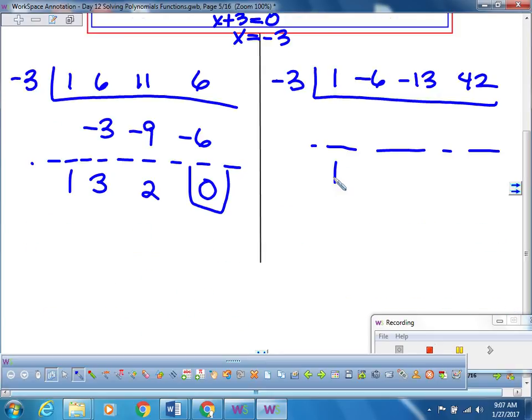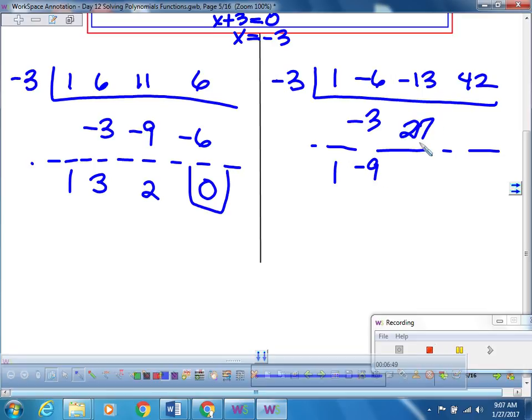the 1. Negative 3 times 1 is negative 3. Add those together, and I get negative 9. Negative 3 times negative 9 is 27. Help me, it's Friday. 14. 14 times 3 is? Negative 42, and we get a 0. And so, yes, in fact, x plus 3 is a factor, which means negative 3 is a what?